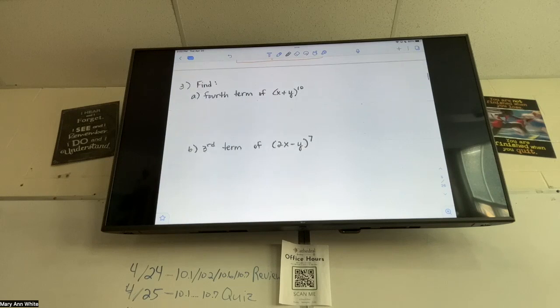The last two we're going to do today, it says find the fourth term and then find the third term. This time though, my exponents are significantly bigger. It says 10 and says 7. That immediately makes me a little bit nervous, but do not fear, it's going to be okay.